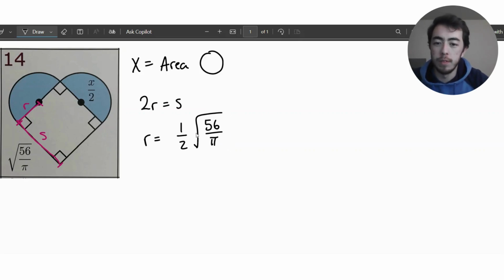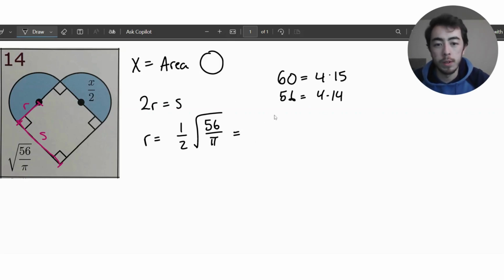Maybe I should simplify this radius expression before I plug it into the area formula. To simplify square roots, you can find common factors, and then hopefully you find a square number or a repeated factor. So let's see. 56 is a multiple of 4, because I know that 60 is 4 times 15, right? Yeah, okay. So then 56 must be 4 times 14.